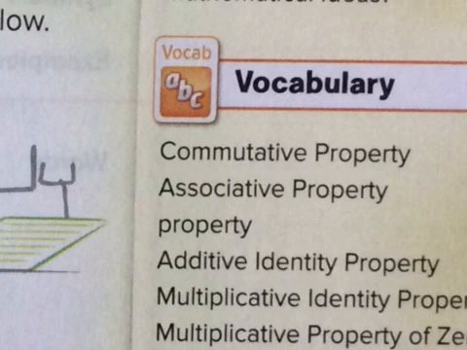A couple of words I really want you to become familiar with are these two: commutative property and associative property. We will learn what these are today, and their properties or skills or concepts that we have to implement when working with properties of operations, or just operations in general.